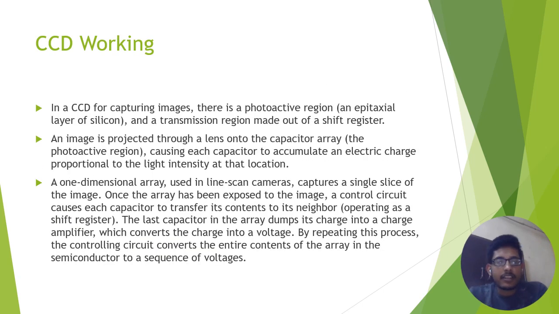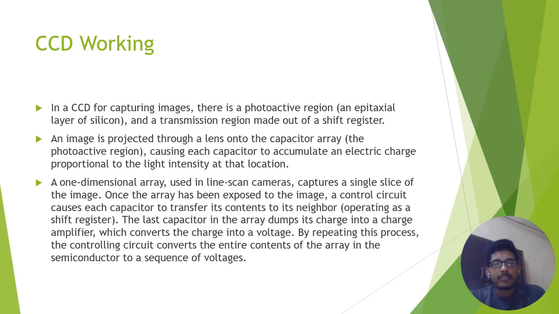Now the CCD working, like how the CCD sensor is working: an image is projected through a lens onto the capacitor array, the photoactive region part as discussed, causing each capacitor to accumulate some electric charge proportional to the light intensity at that location.